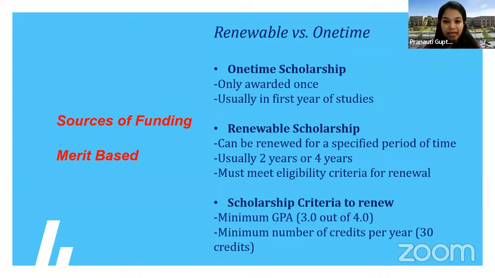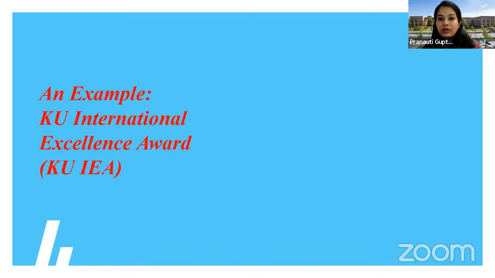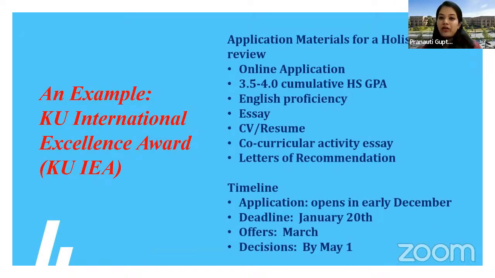So there's a minimum GPA. It could range from 3.0 out of 4, and there could be a minimum number of credits per year that you need to earn before you get the scholarship renewed. Here, I would also like to highlight one of the examples, which is from University of Kansas, and we have a KU International Excellence Award.